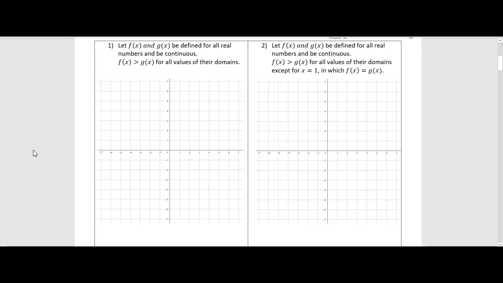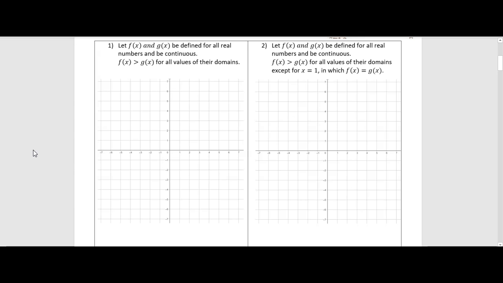It says, let f of x and g of x be defined for all real numbers and be continuous. And we're also told that f of x is greater than g of x for all values of their domain. So what you need to do is pause the video and sketch two functions, f of x and g of x, make sure you label them, where these conditions hold true. And then you're also going to do the same thing for number 2.